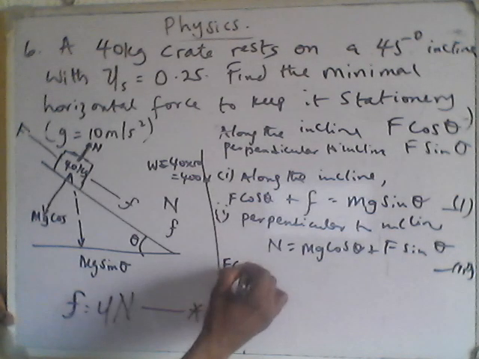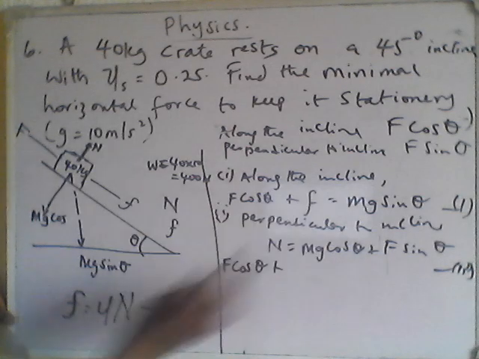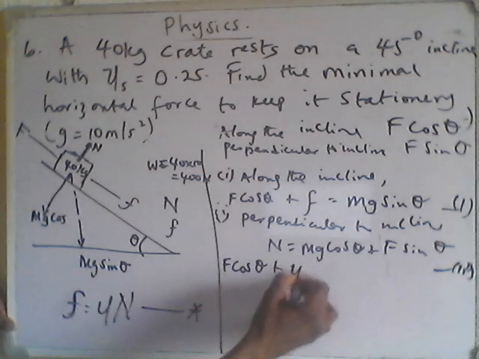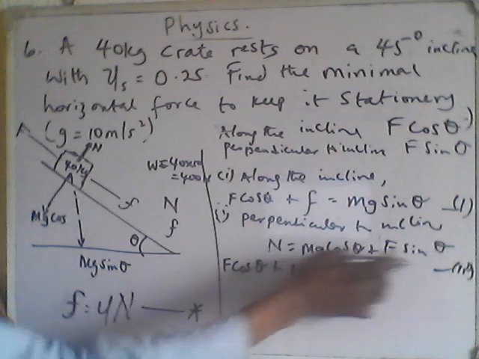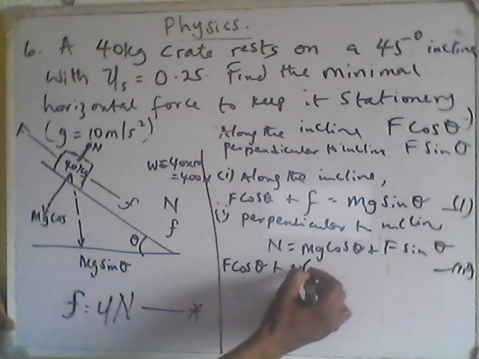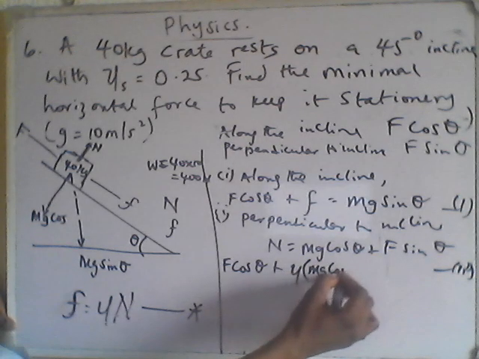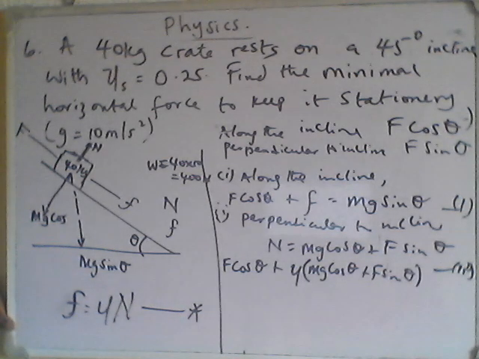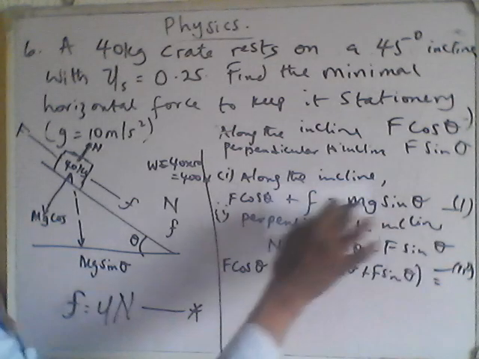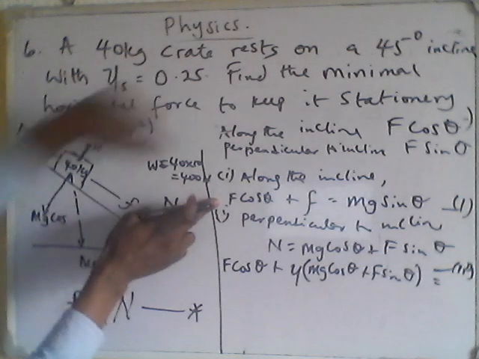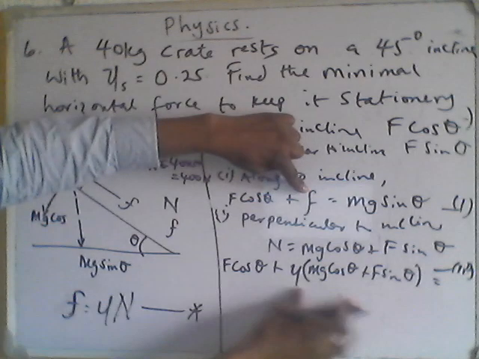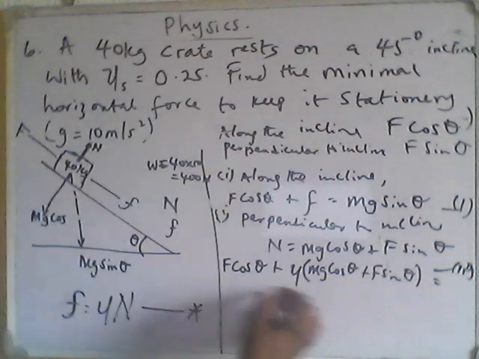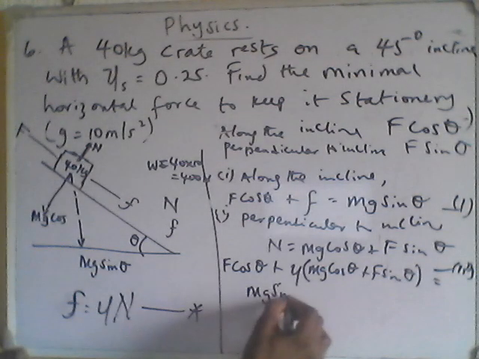F cos theta plus, instead of having this one, I will have mu n. But n is already defined by the second equation here. So I'll just open bracket mg cos theta plus f sine theta, is equal to, then I'll complete it. I'm writing this equation again. So I've written this one here, then this one is this one, you understand? And this one is the last one, mg sine theta.